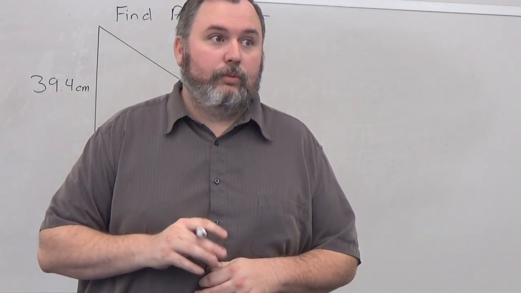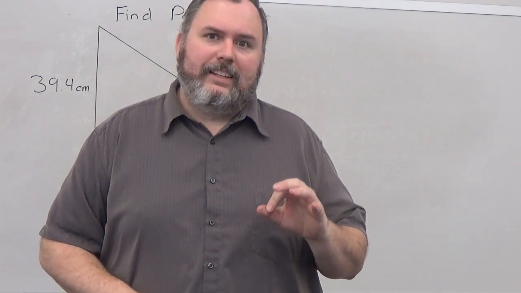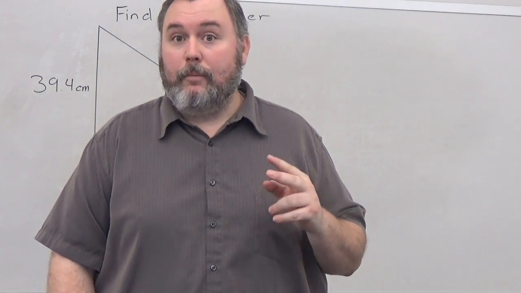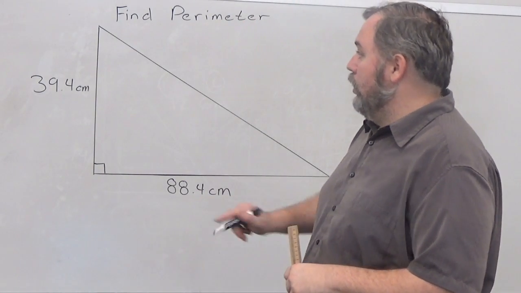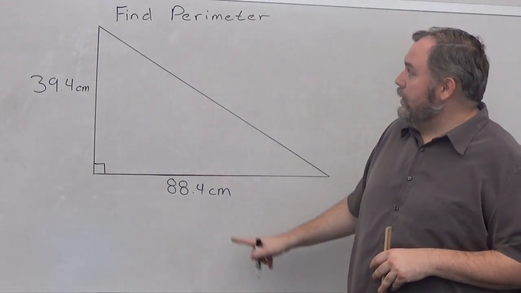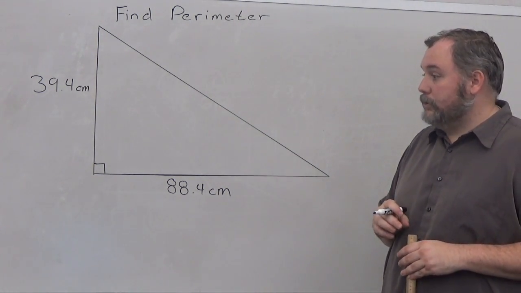And so to sweeten the pot of why you should do this, on the day that these notes are due, if you have the correct answer, I'm going to add 2 points on your next test. So, 39.4 centimeters, 88.4 centimeters on this side, find the total perimeter altogether. That is your job.